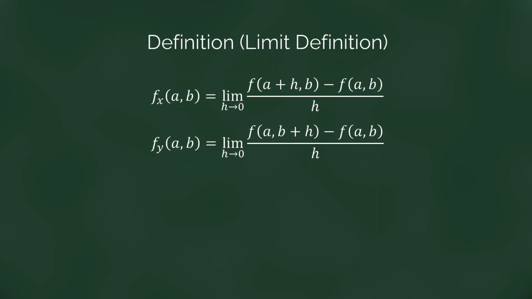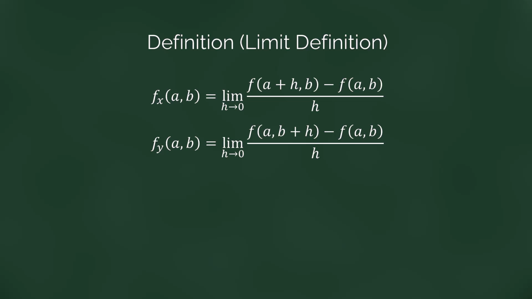Similar to single variable functions, we're going to define partial derivatives in terms of a limit definition. The partial derivative with respect to x for a function f is going to be the limit as h goes to 0 of f of a plus h, comma b, minus f of a, comma b, over h. Notice in this definition that the y-coordinate remains fixed.